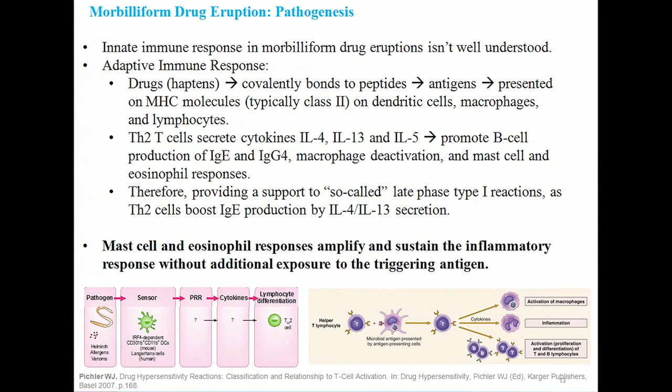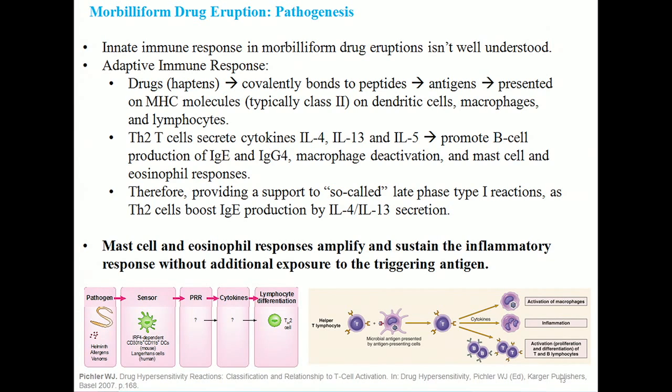The role of the innate immune response is actually not well understood, but in terms of the adaptive immune response, drugs act as haptens, which will covalently bind to peptides, rendering them antigenic, at which point they'll be presented on MHC class II molecules on dendritic cells, macrophages, and lymphocytes, which will result in the activation of Th2 cells and the Th2 cytokines, such as IL-4, 13, and 5. These cytokines promote B cell production of IgE as well as IgG4, mast cell activation, macrophage activation, as well as mast cell and eosinophil responses.